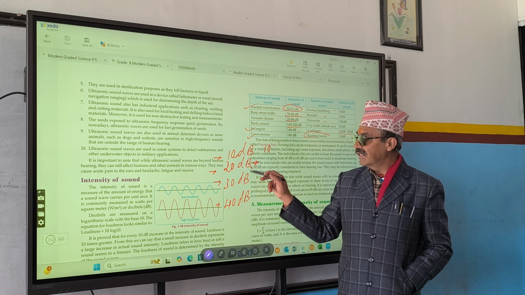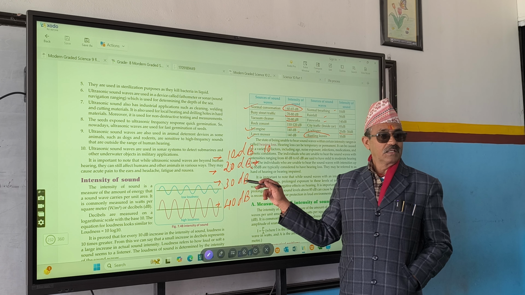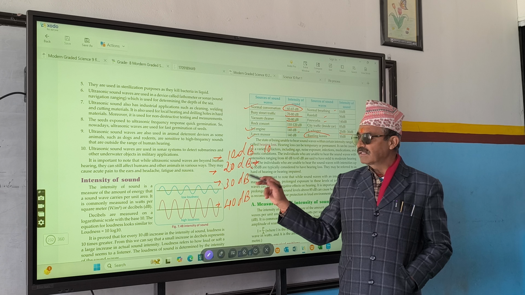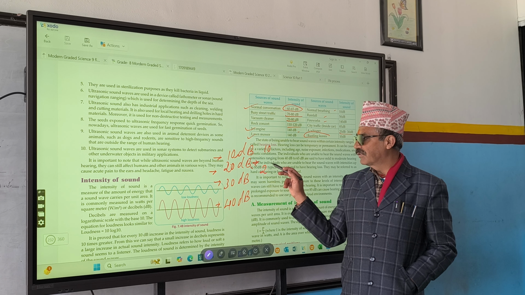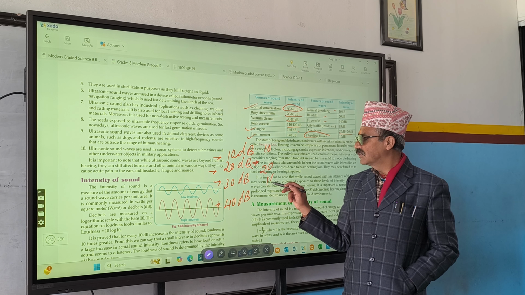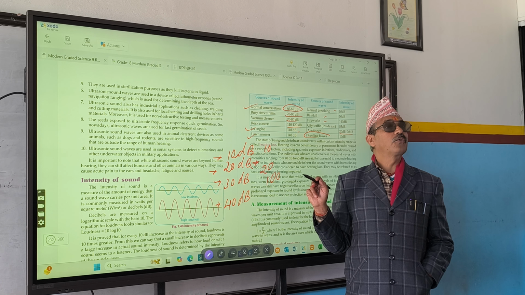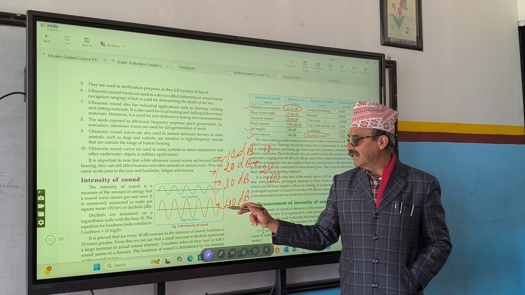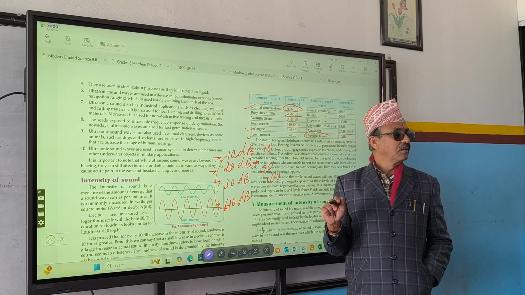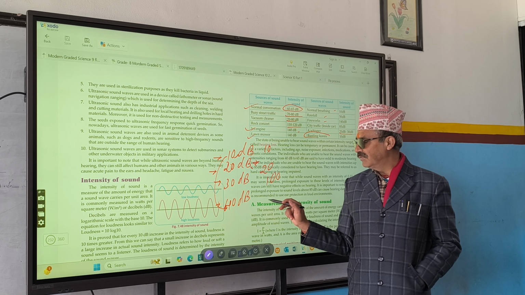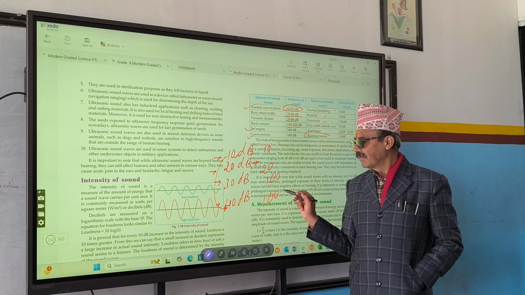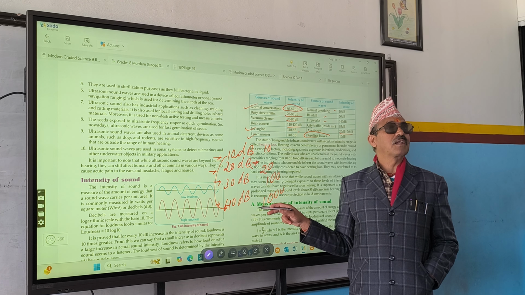When you compare 10 and 30, what is the difference? 20, which means 100. How many times? 100 times. 10 and 40, how many times? What is the difference? 30, which means 1 followed by three zeros. 1000 times louder.